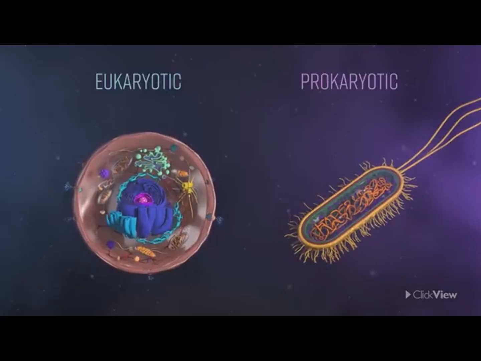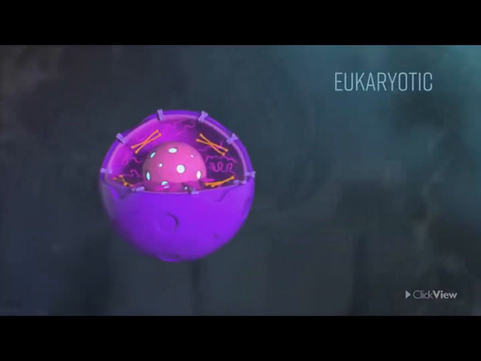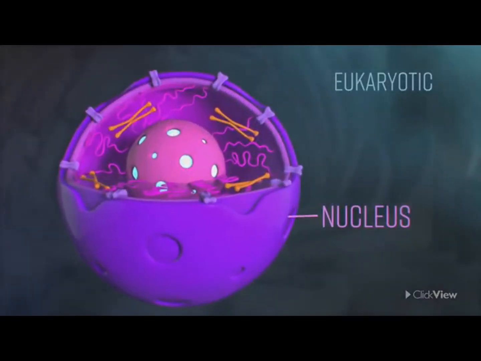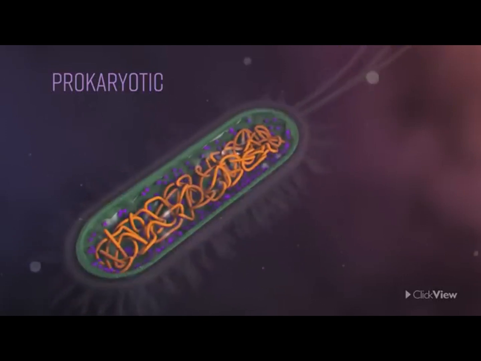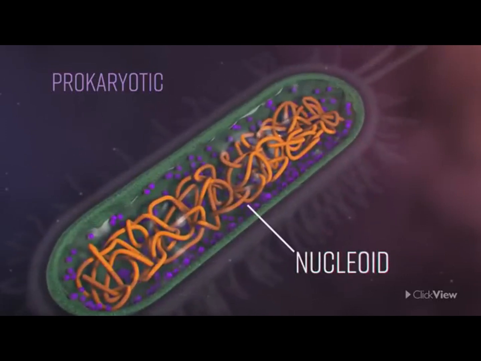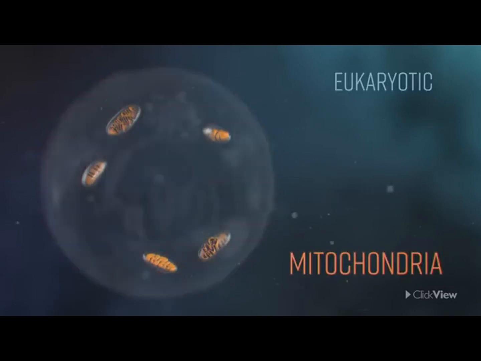Two types of cells. The main difference is that eukaryotic cells have a double membrane-bound nucleus, which contains the cell's DNA. Prokaryotic cells do not have a nucleus, only a nucleoid, which is the central, open part of the cell where the DNA is found. Eukaryotic cells also have other large, complex, membrane-bound organelles, which prokaryotic cells lack. These include mitochondria.